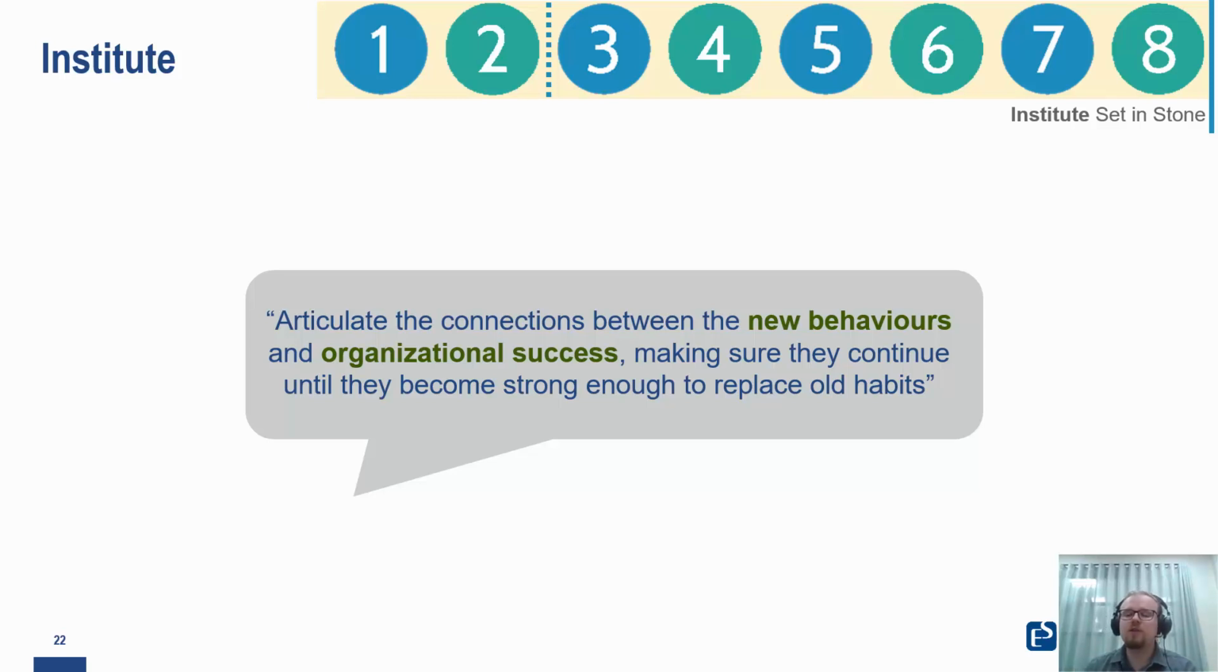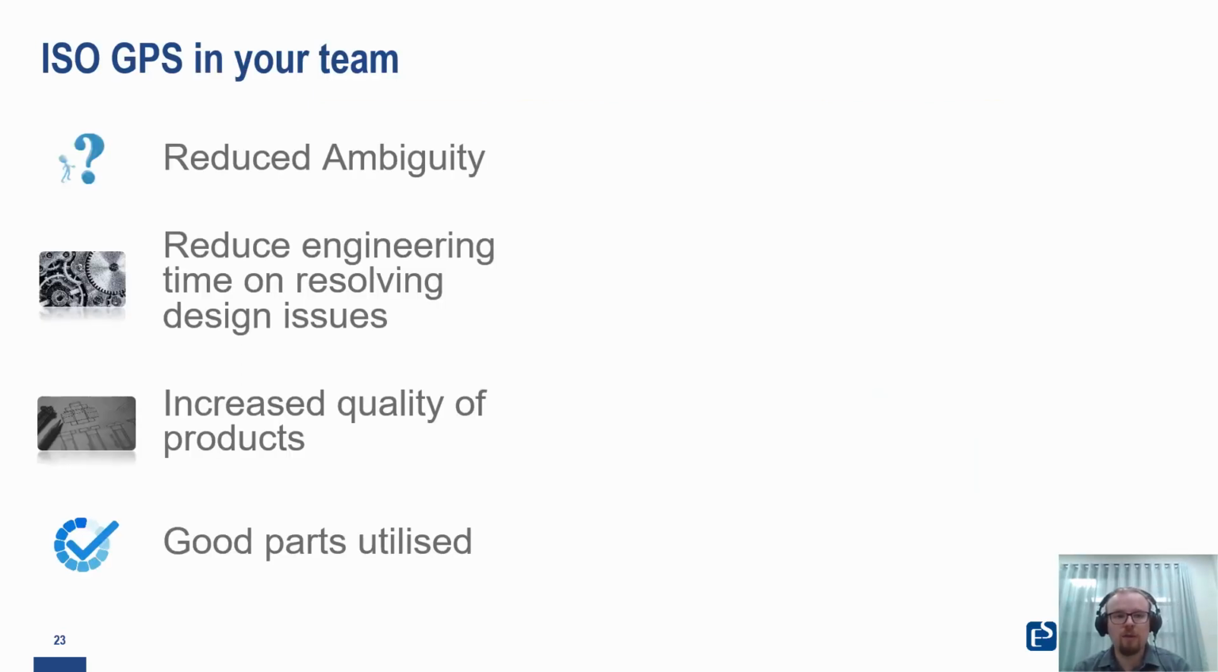To conclude then, I wanted to highlight some of the points we had already talked about earlier in the webinar. So let's outline some of the benefits we might see by utilizing ISO GPS. You might see reduced ambiguity in your specifications. You might be able to reduce some of your engineering time on resolving some of the issues that are associated with your specifications or other quality issues. You might, of course, see increased quality of your products, and you might see that good parts are utilized.